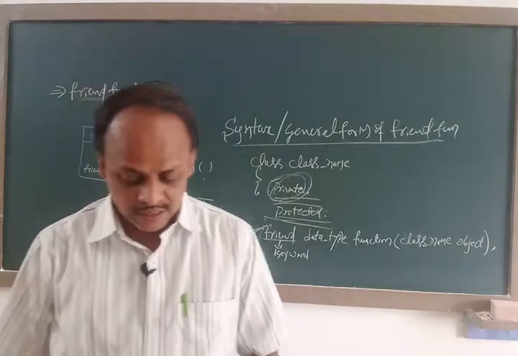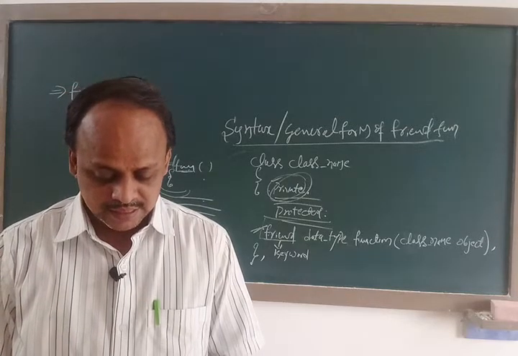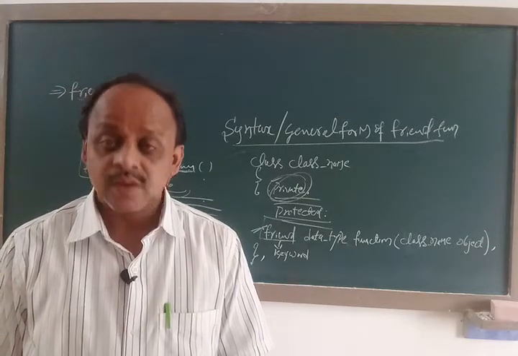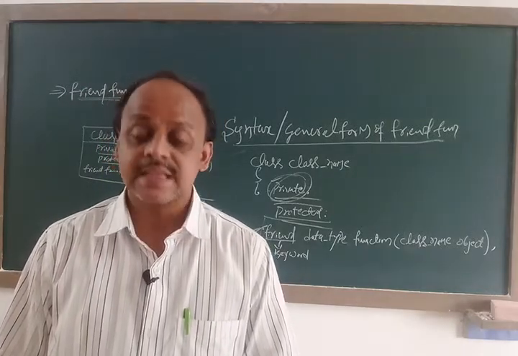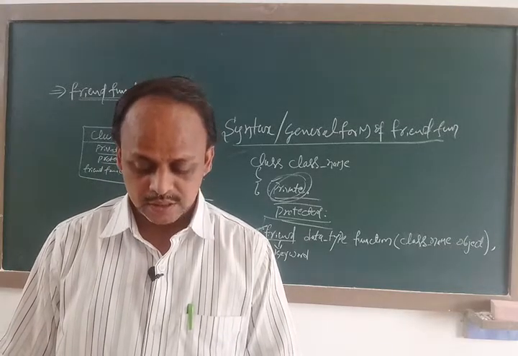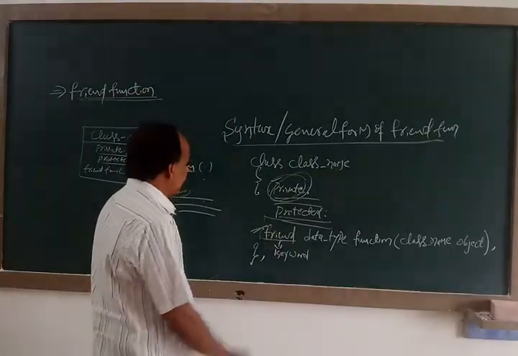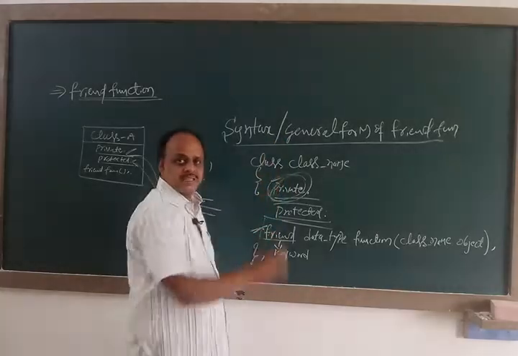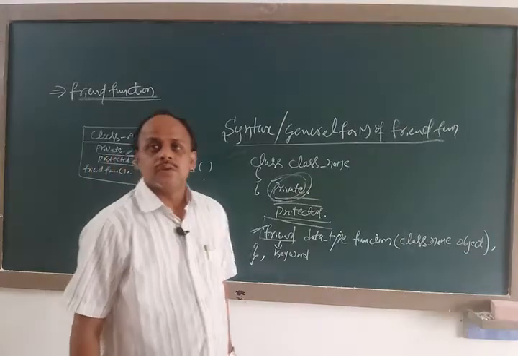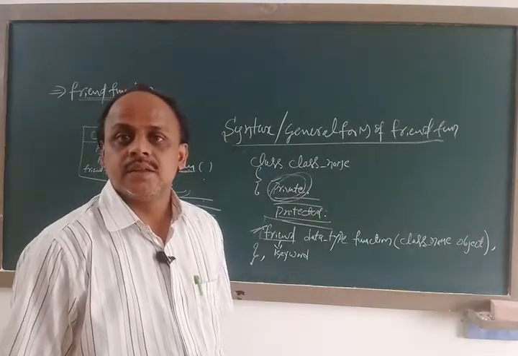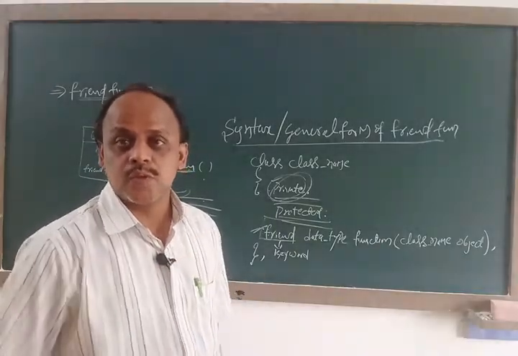And next point, he says a friend function cannot be called using the object of the class. It is not in the scope of the class. Very important, right? A friend function cannot be called using the object of that class. It is not in the scope of the class, right? So for example, a class contains some xyz function. Suppose we are going to write code for it outside the class, then we are using the scope resolution operator.